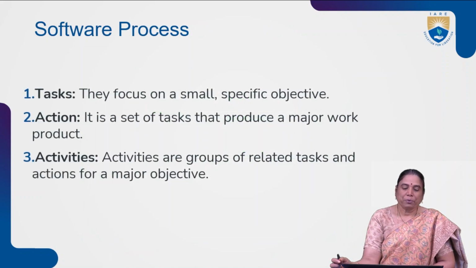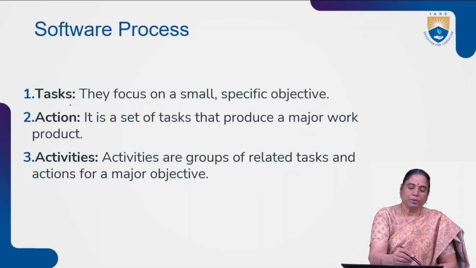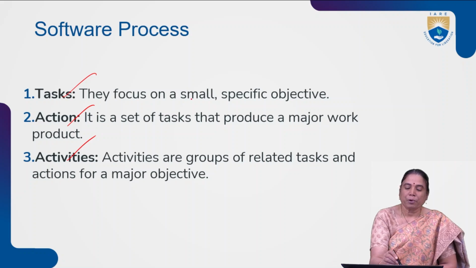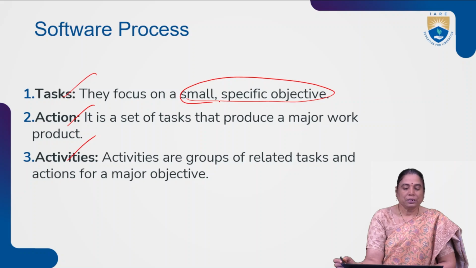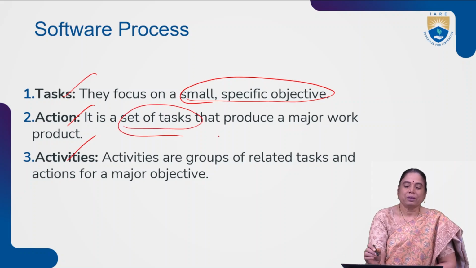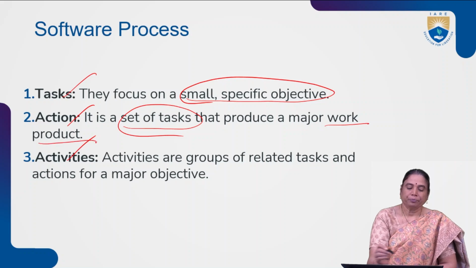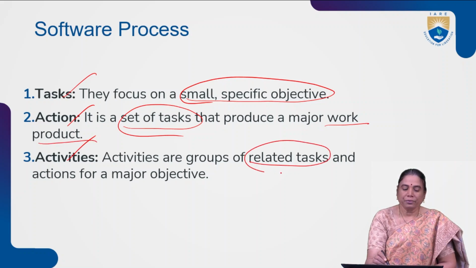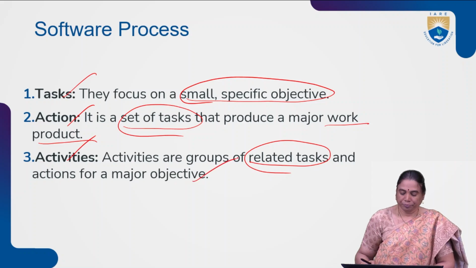So the software process can have tasks, actions and activities. So a task is focused on a small specific objective, and an action is a set of tasks that produce a major work product. Activities are a group of related tasks and actions for a major objective.